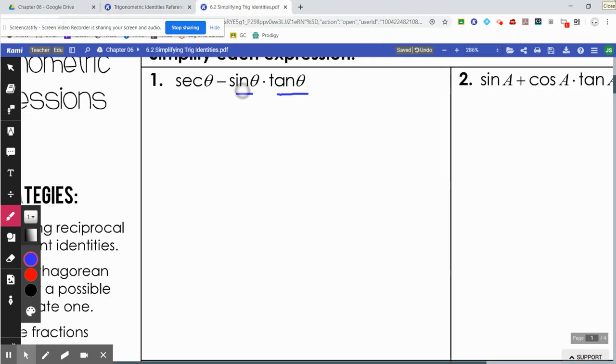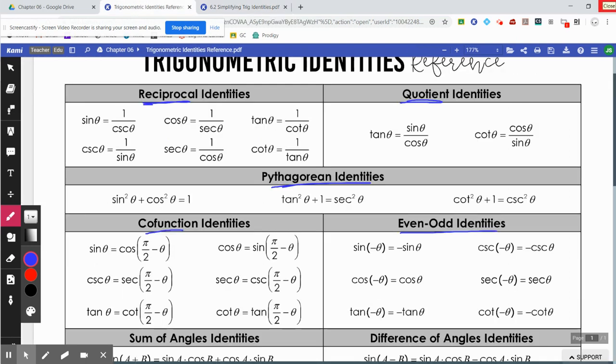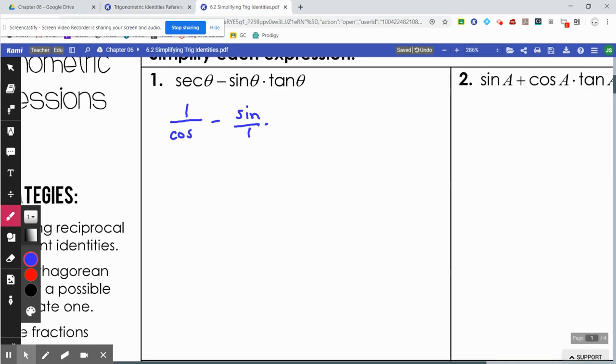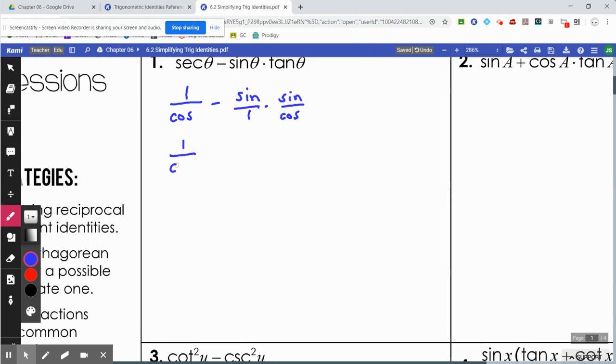And again, the first thing I like to do is try to write everything in terms of either a sine or a cosine. Like secant, I know from my reciprocal identities that secant is equal to 1 over cosine. And then I have minus sine times tangent, and from the quotient identities, I know tangent is equal to sine over cosine. So that's what we now have. So I have 1 over cosine. Now I can multiply my two fractions, and that would give me a sine squared over cosine.